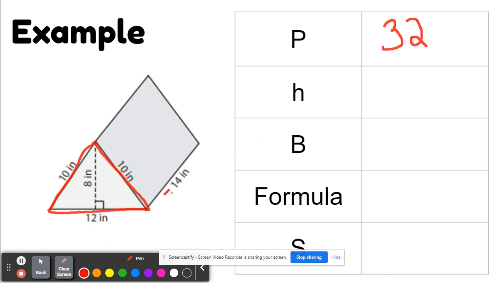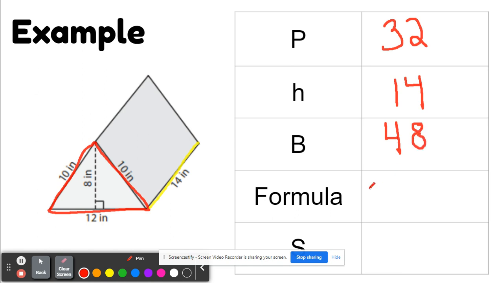The height is the distance between my two bases. So the distance between my two bases is 14. So I'm going to go ahead and list that as my height. The area of my base is going to be 12 times 8 because I've got a triangle. Remember, it's 12 times 8 divided by 2. So I'm going to end up with 48. Because if I do 12 times 8 divided by 2, that's what I get.